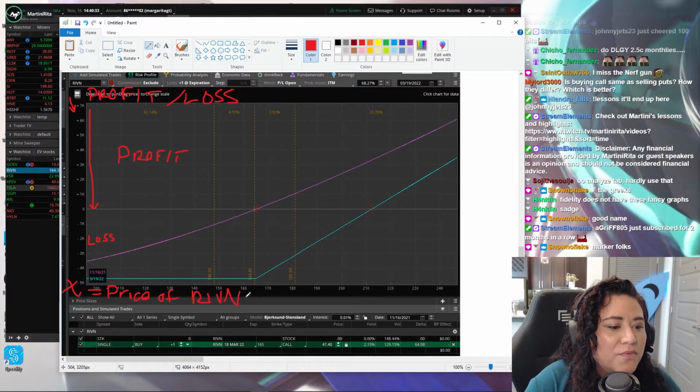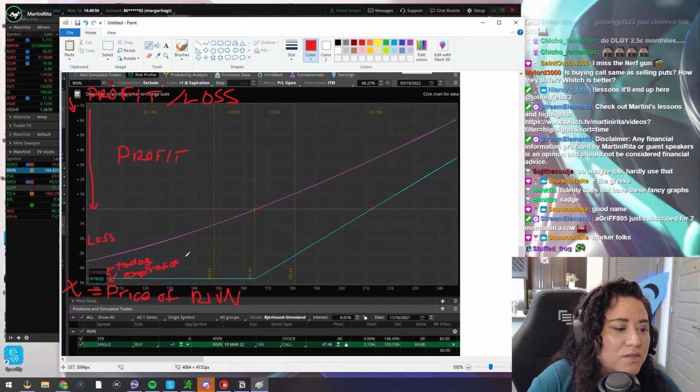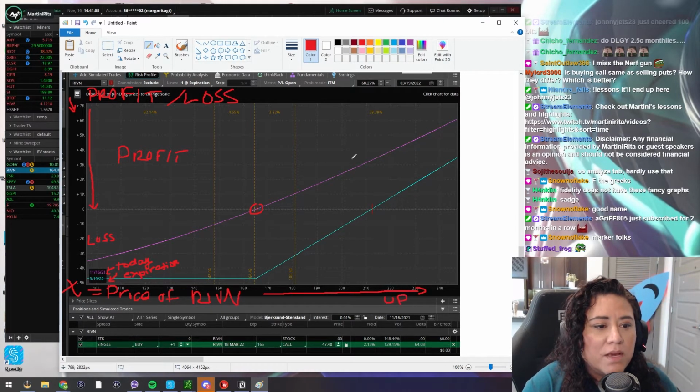So as the price of Rivian changes, so does the line that describes what's going to happen. There's two lines here. The purple line is today, and you look down on the key. The blue line is at expiration, right? Because remember, we saw that this option lasts 122 days, right? So what you'll notice is as the price of Rivian goes up, we make more money, right?